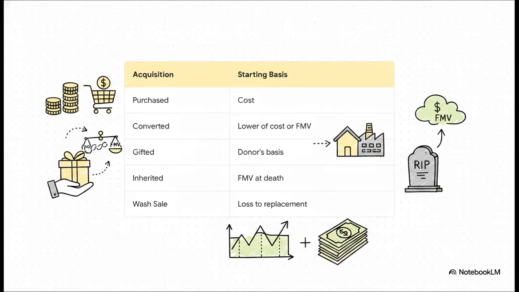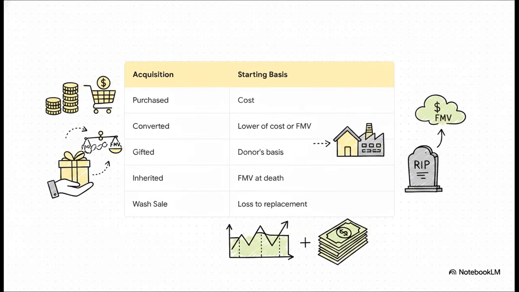Here's a map of the starting basis rules based on how the asset was acquired. Now, a word of advice, don't over-teach yourself on the tiny, obscure exceptions here. The exam logic simply requires you to identify the acquisition method and then apply the rule. If a property is purchased for business use, the basis is just its cost. Simple. If a personal asset is converted to business use, your basis is strictly the lower of its adjusted cost or its fair market value at the date of conversion.